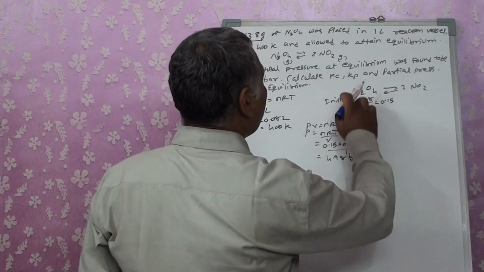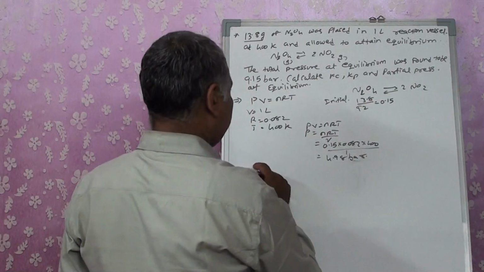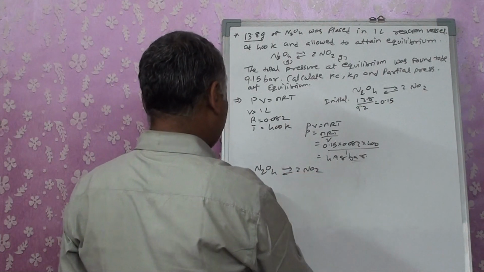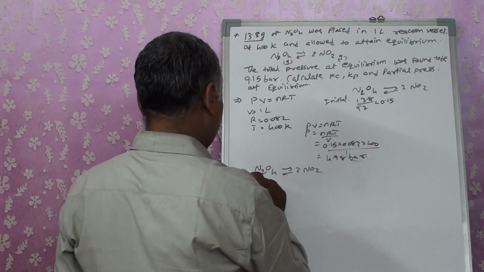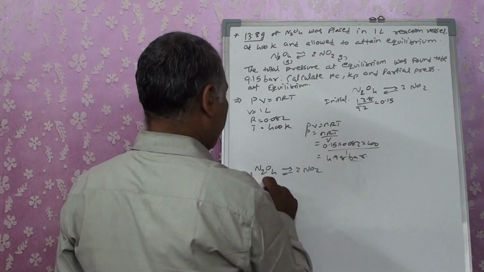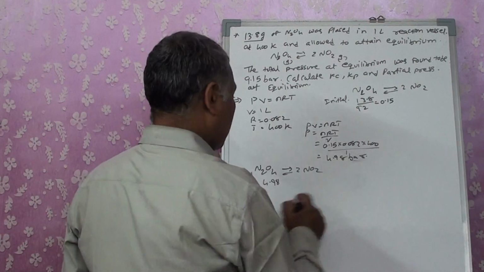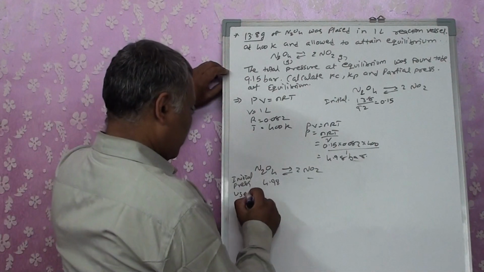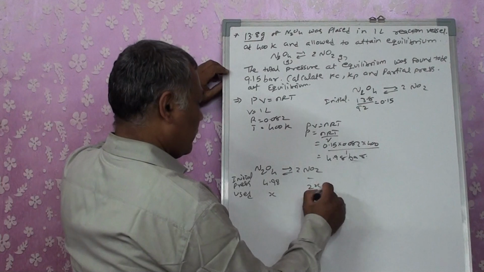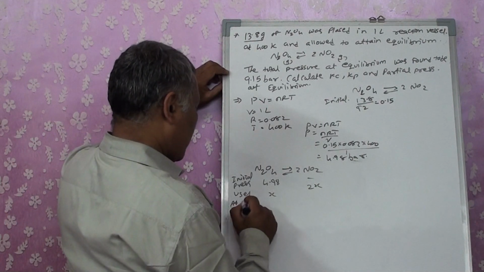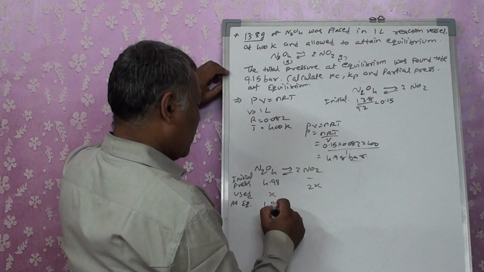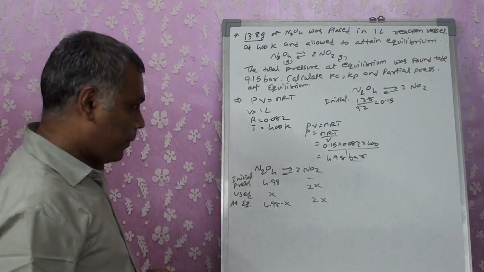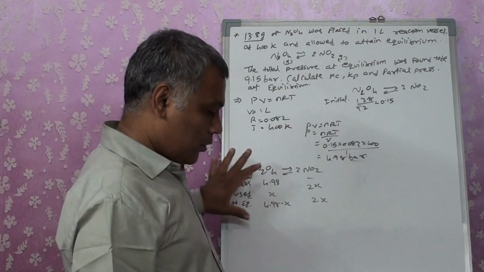So these were the moles. So the initial pressure for N2O4 twice NO2 is 4.98 bar. At that time nothing has been used, so the NO2 is 0, and it will become 2x. So at equilibrium, N2O4 is 4.98 minus x, and NO2 becomes 2x. This is what we got.